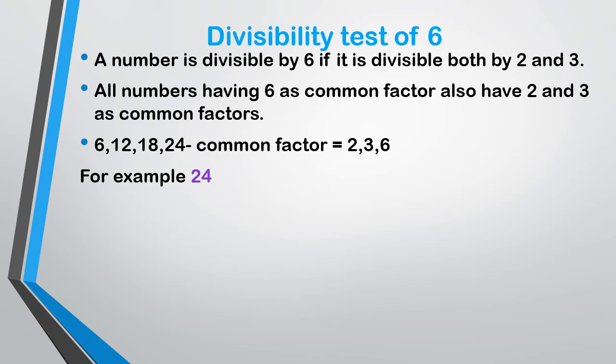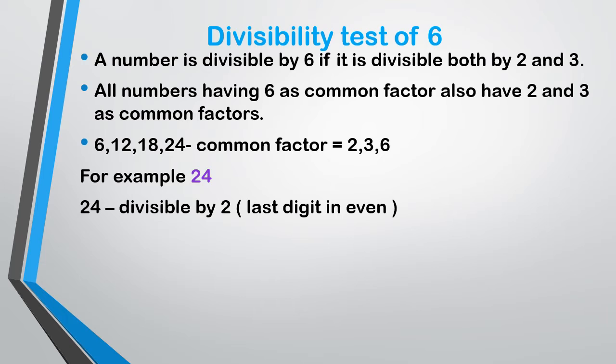Now we'll see an example to check the divisibility of 6. What is the first step? First we have to check the divisibility test of 2. To find out whether the number is divisible by 2 or not, we have to check the last digit, isn't it? Here 4 is an even number, so 24 is divisible by 2. Next we have to check the divisibility test of 3. For that we have to find the sum of digits. So 2 plus 4 is equal to 6.